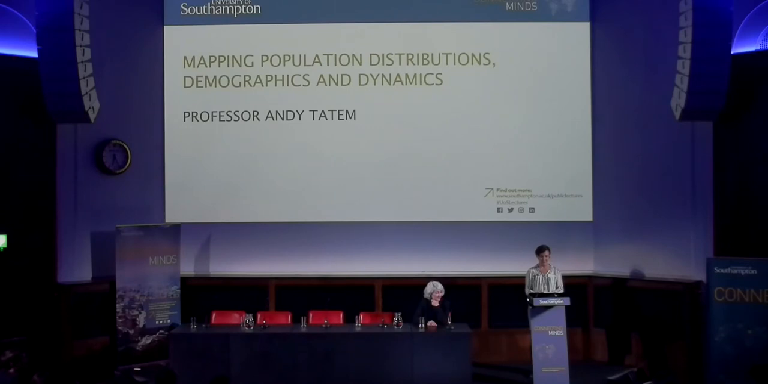Andy is Professor of Spatial Demography and Epidemiology at the University of Southampton. He's Director of WorldPop and Flowminder. He leads a group of more than 50 researchers and data scientists. He is interested in how populations, their characteristics and their dynamics can be mapped at high resolution across low and middle income countries. He runs international collaborations with national governments, UN agencies, and data providers, and he leads multiple research and operational projects. Welcome, Andy.